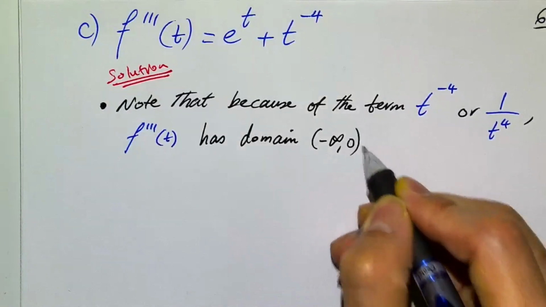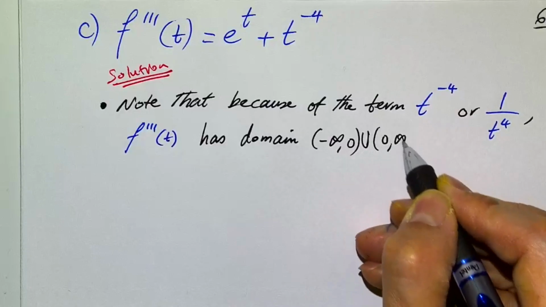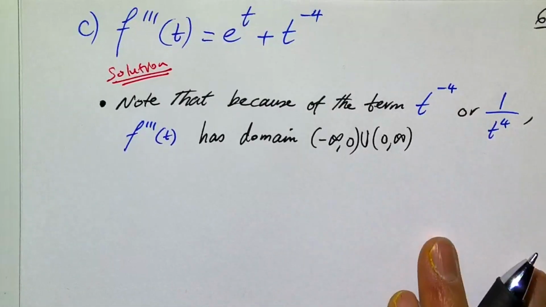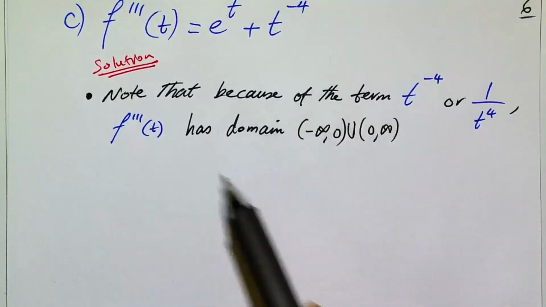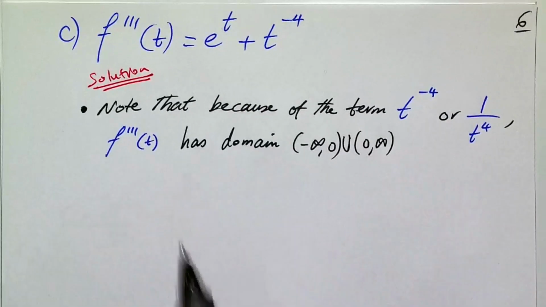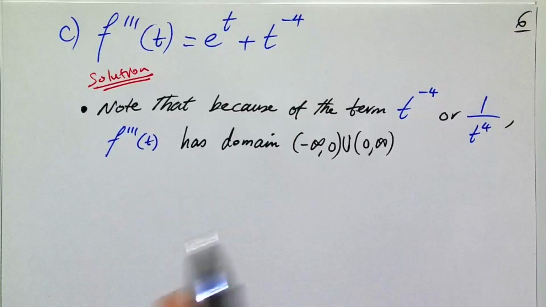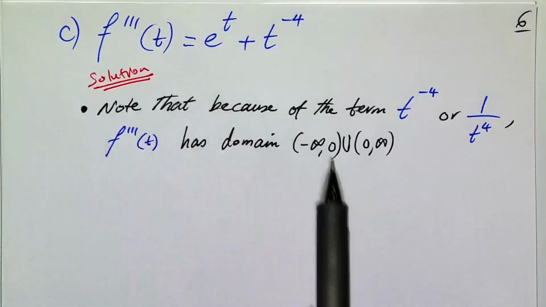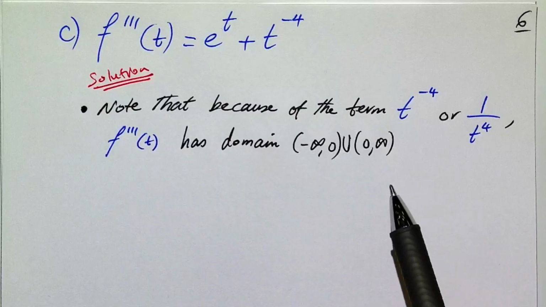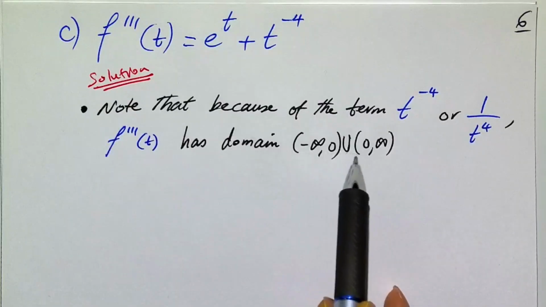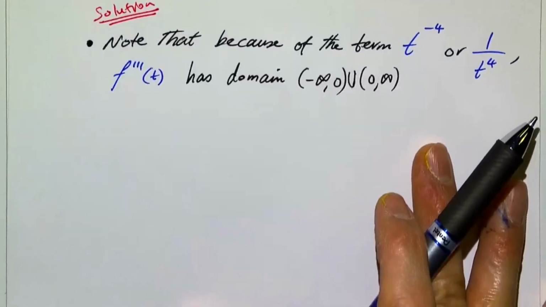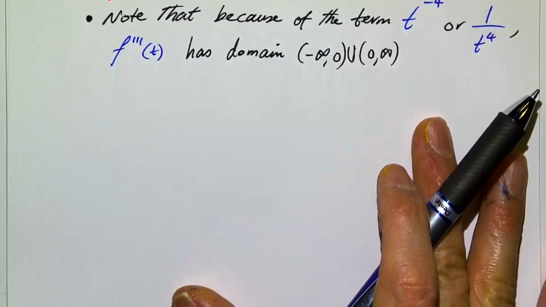Negative infinity to 0, union 0 to infinity, right? It cannot include 0. So then as we find the antiderivative of this, we have to split this antiderivative for what works in each interval, okay? Because we have to account for that 0 as we find each antiderivative.